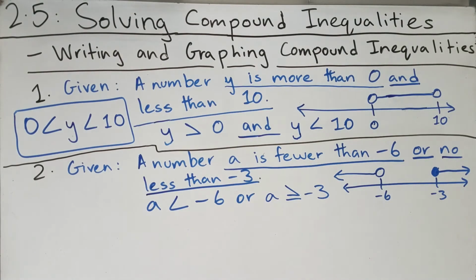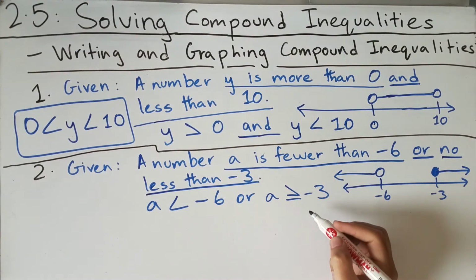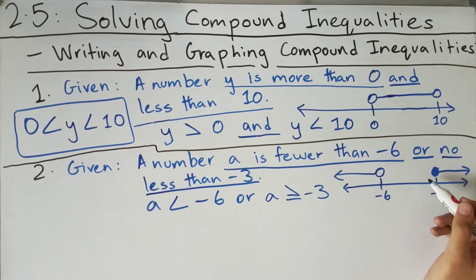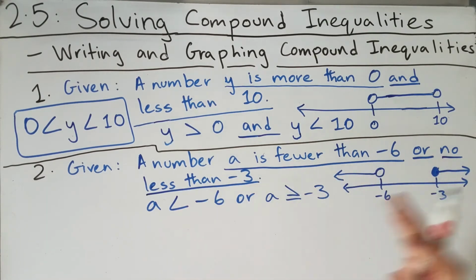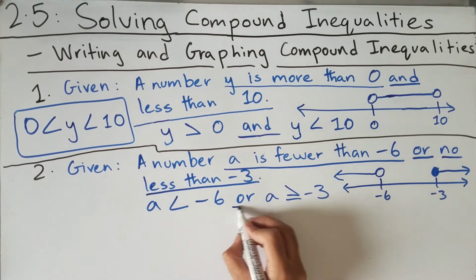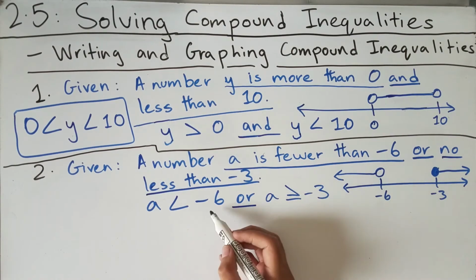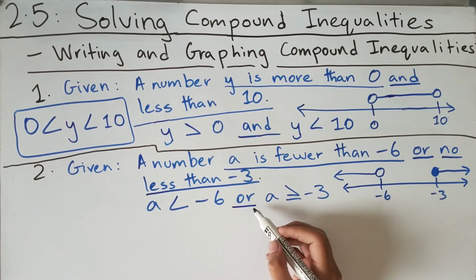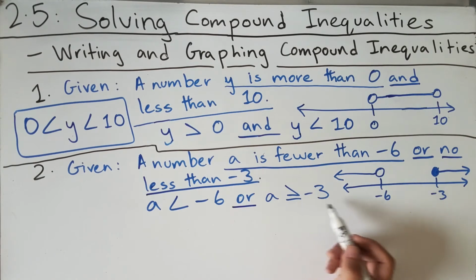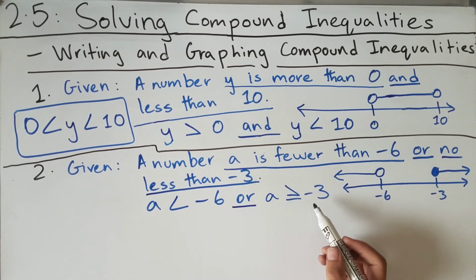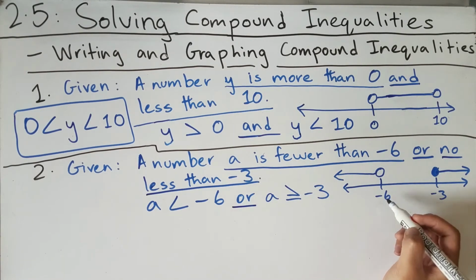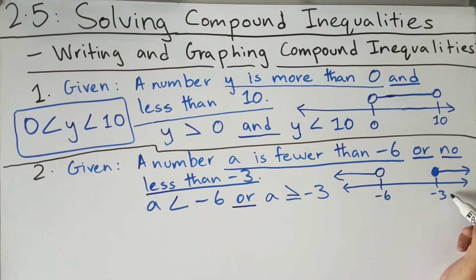So from the graph I can see that when we graph these two inequalities, we get no intersection. In fact, we have two parts of the inequality that are pointing in opposite directions. And we could say this is a union because this means that our answer can either be less than -6, or instead of and, it can be greater than or equal to -3. So as long as our a is less than -6, or it could be greater than or equal to -3, then our a is defined.